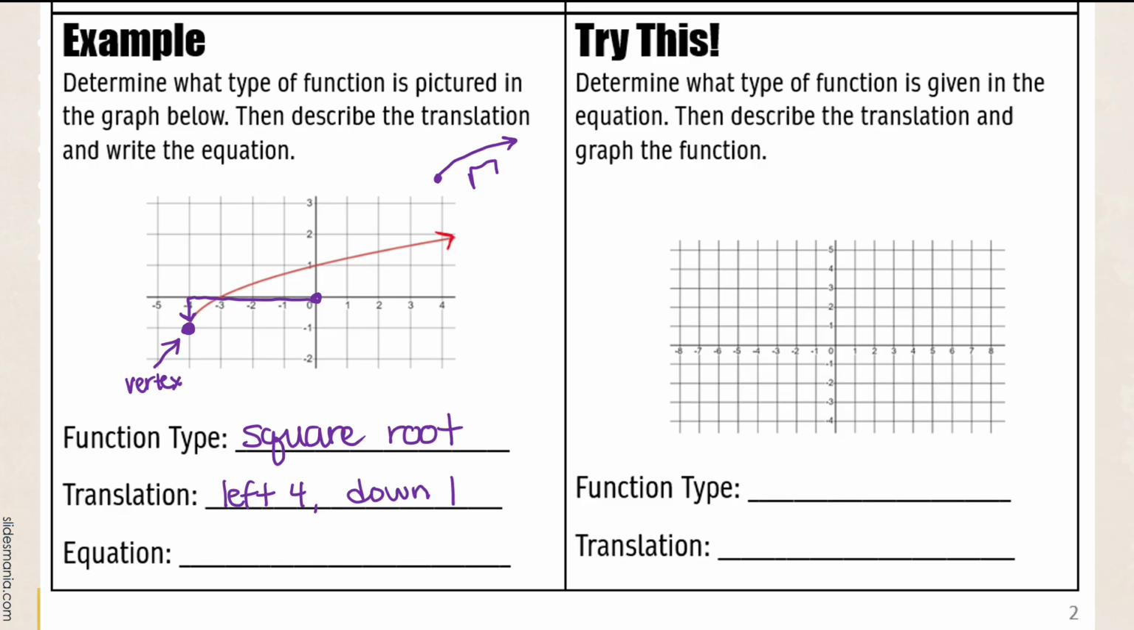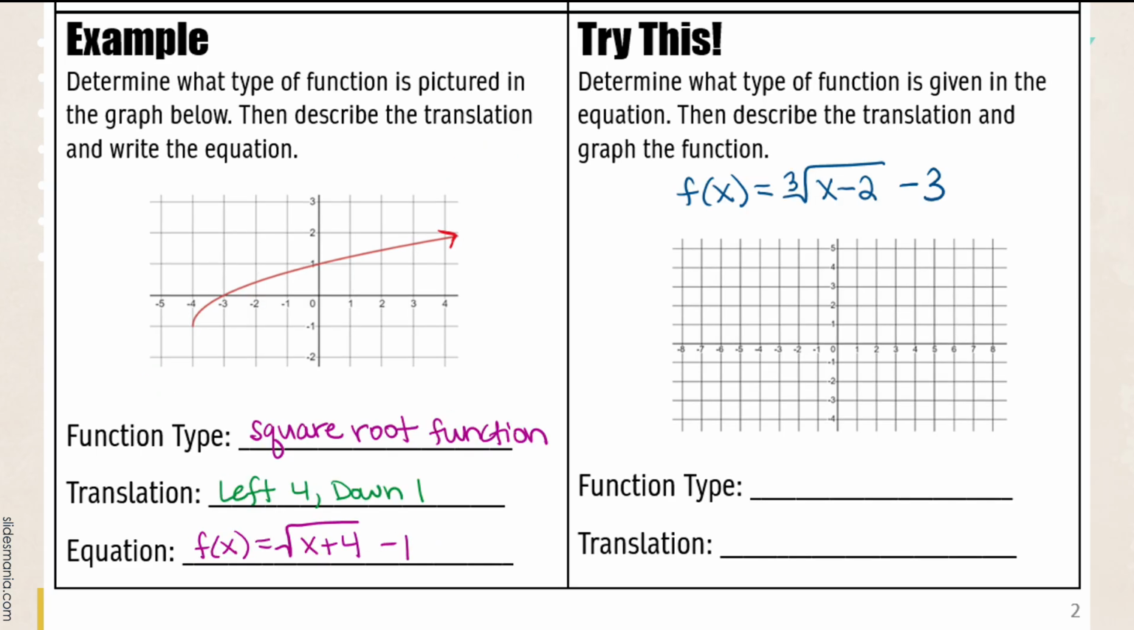Knowing those things helps us write the equation of this graph. I'm going to use f of x, but you could definitely use y. That would be fine. And I'm going to think about what number would need to go in the inside that would move this graph left 4. Well, it would be a plus 4. And then in order to move it down 1, we would need a minus 1. Hopefully that makes somewhat sense. Again, you can always review and rewind if you need to.